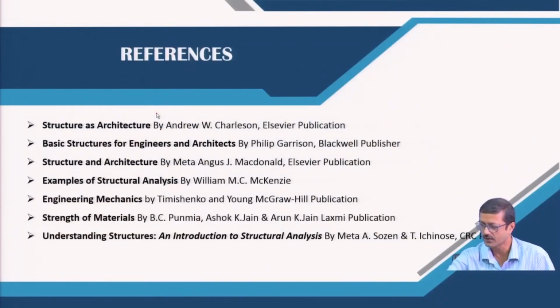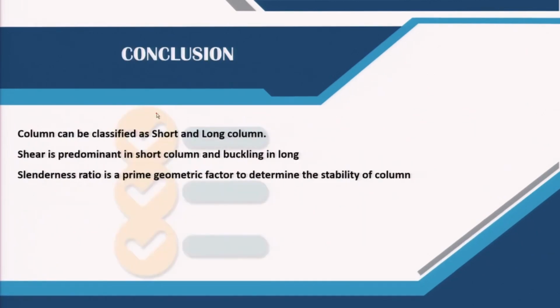So that is all for today's lecture. This is the reference I have taken. In conclusion, I can say that columns can be classified into short and long columns. Shear is predominant for the short, buckling is for the long. Slenderness ratio is the prime geometric factor for designing a column. So in the next lecture we will go to frame structure analysis and design.